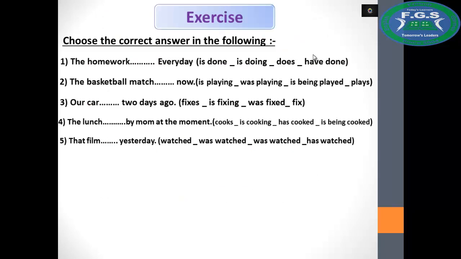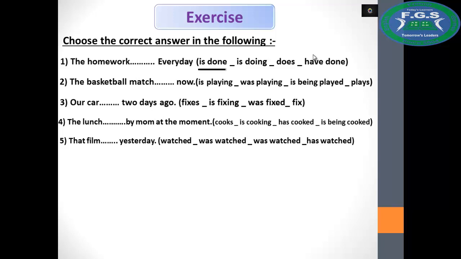Okay, let's go. Number one. The homework every day. So, what is the answer? Is done, is doing, does, or have done? What is the answer? Great! The answer is done. The homework is done every day.